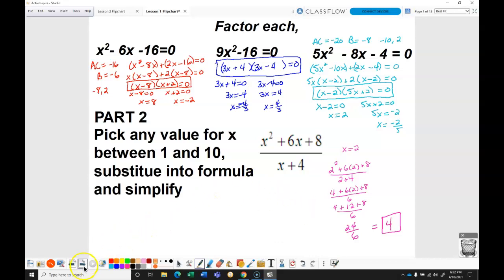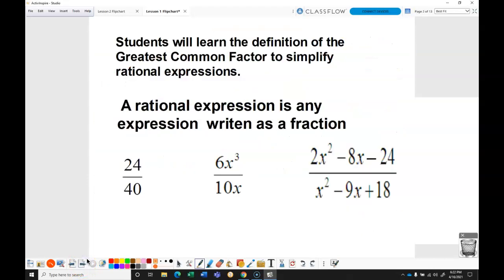Okay. All right. So what we're doing today is we're going to be learning about the definition of greatest common factor in order to simplify. We know what a greatest common factor is, so we're pretty good with this already. But we're going to be dealing with rational expressions. We learned last unit that a rational expression is one that is expressed as a fraction.